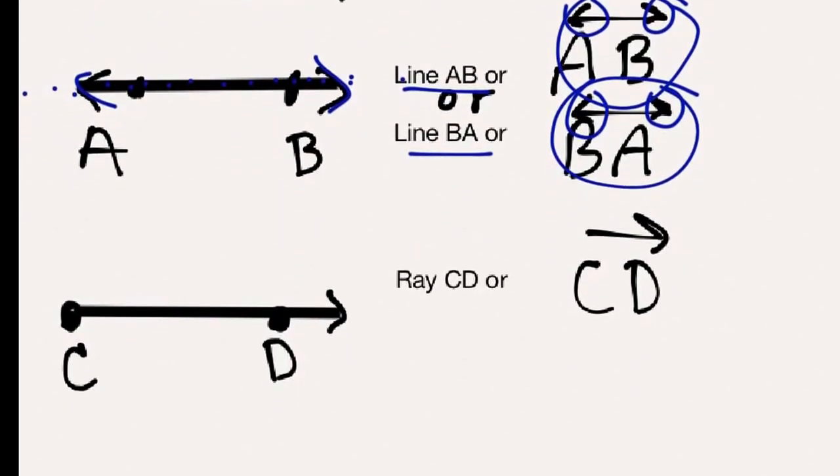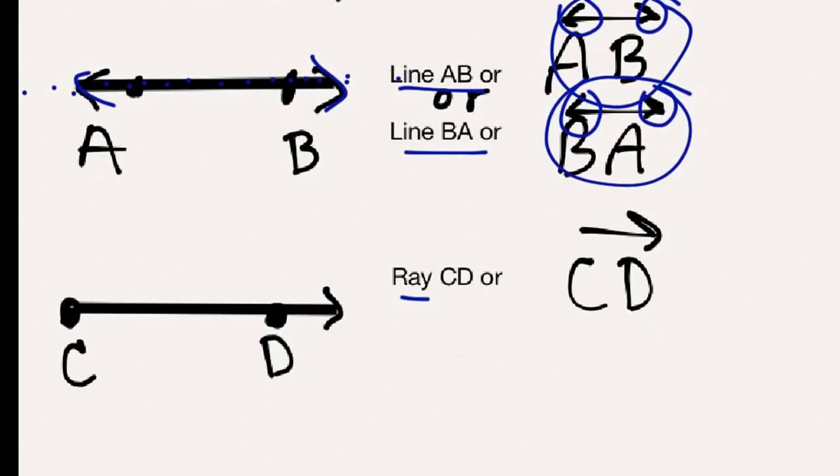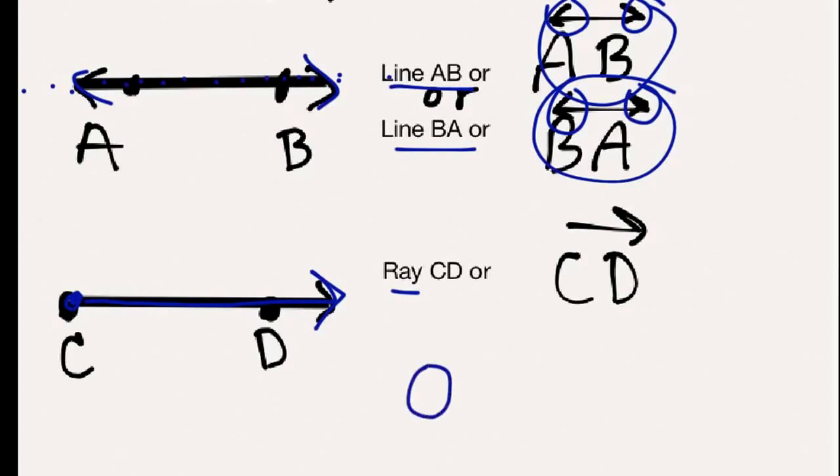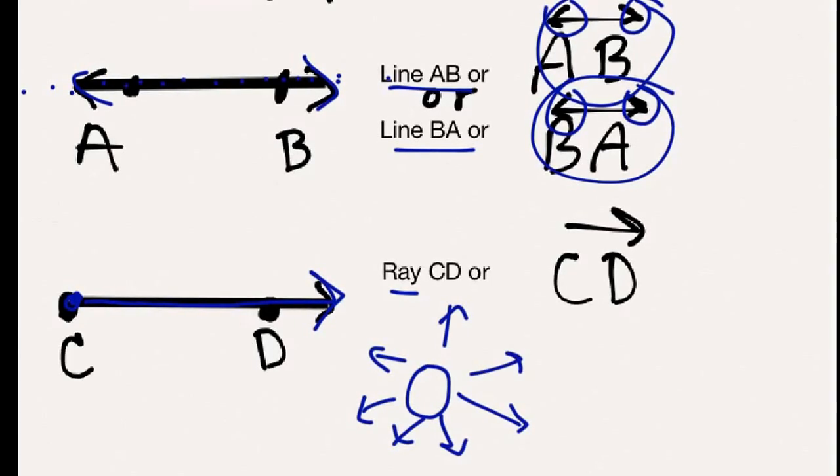Our final vocab is a ray. I've drawn ray CD here, and that is a geometric figure that starts at one endpoint. In this case, we're starting at C, and it extends forever in only one direction. I think of that as a ray of sunshine. If you had a sun, your rays start at one point, but they extend forever in all those directions, all the way until they reach a planet, and beyond.